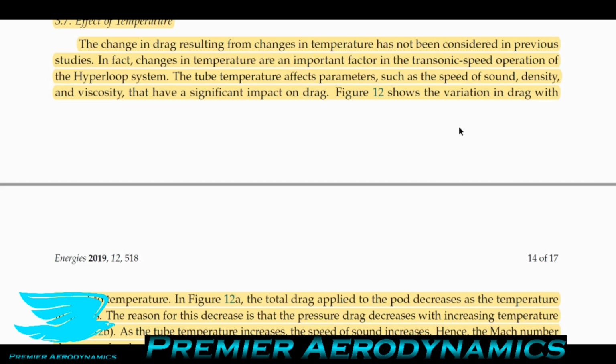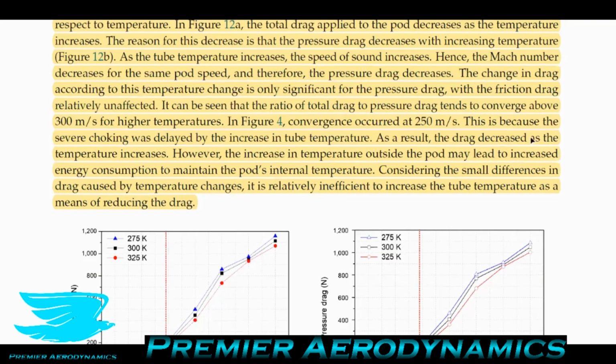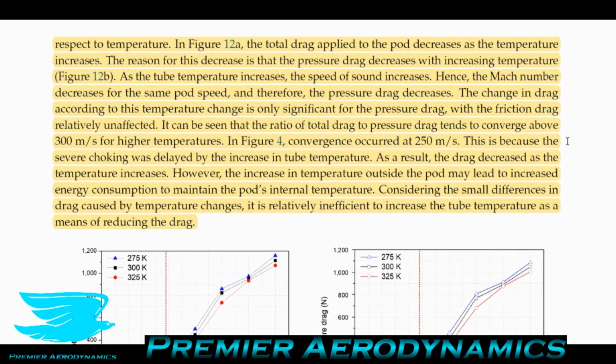So the tube temperature affects the parameters such as speed of sound, density, and viscosity, and that has a significant impact on the drag. So in figure 12a, the total drag applied to the pod decreases as the temperature increases. And that's because the pressure drag decreases because the speed of sound is higher, which means the Mach number you're traveling at is lower, which means you're not going to be getting to the critical Mach number, or at least less of the pod will be in the critical Mach number range or in supersonic speed.